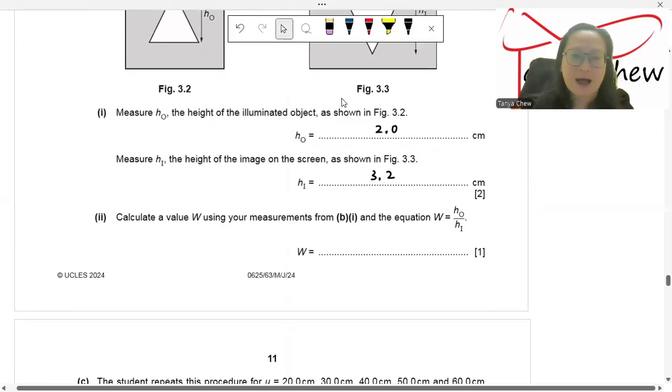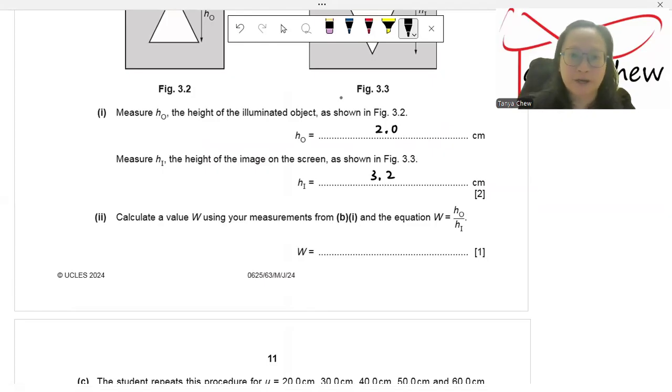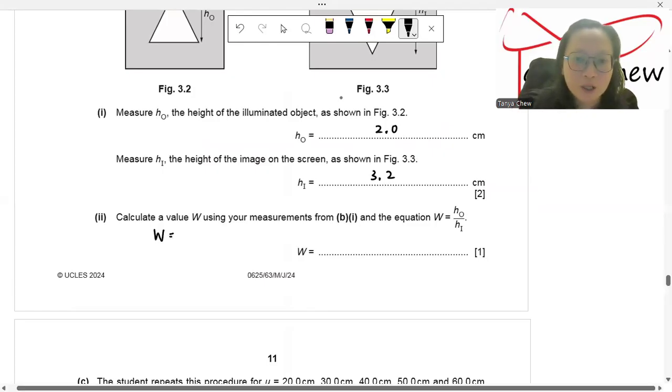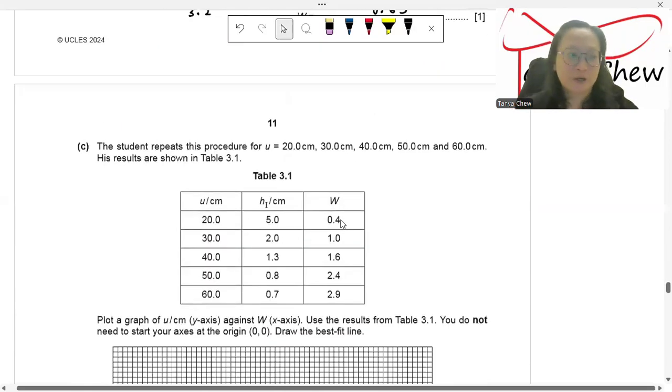And then calculate a value, W, using your measurements from B part 1 and the equation W equals h0 divided by hi, which is 2.0 divided by the image height 3.2. My W, I got 0.63. No unit for W, 0.63.